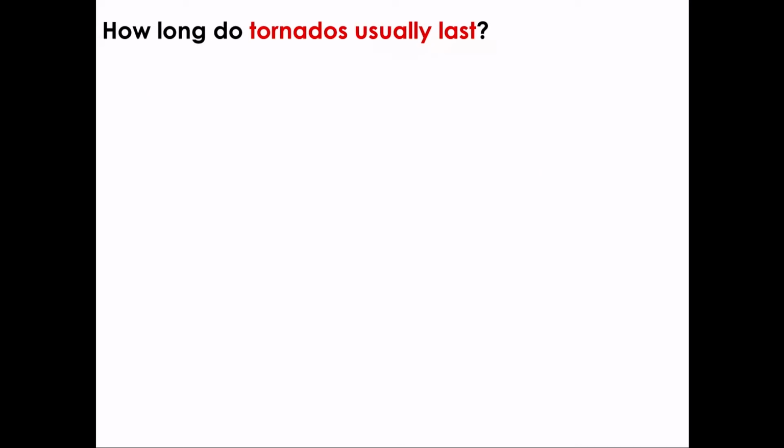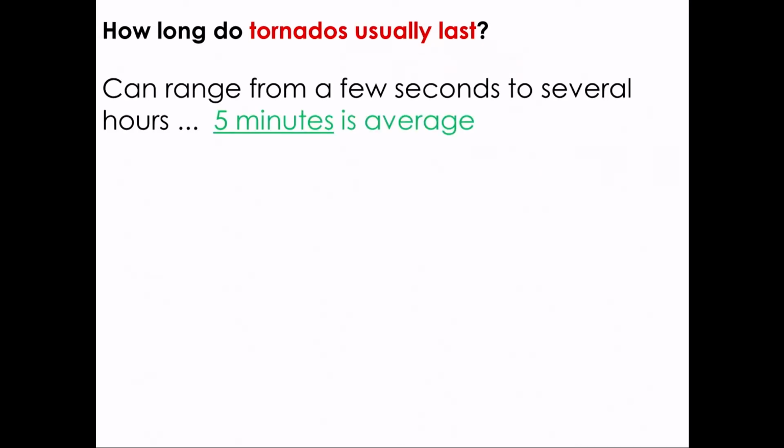How about how long do they last? Well, here's the thing. Most tornadoes don't really last that long. The problem is, the stronger they are, usually the longer they last. So a few second tornado that touches down and then stops is generally going to be a weaker one. A 5-minute tornado is probably going to be an EF1, somewhere around there. Is when you really start getting into EF4s and 5s. That's when we're talking they can last up to hours.